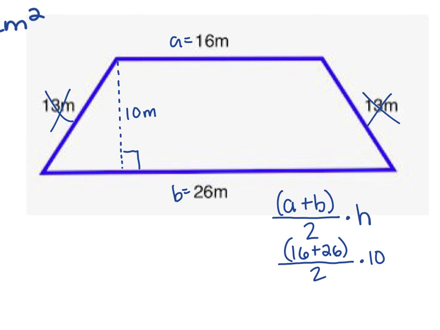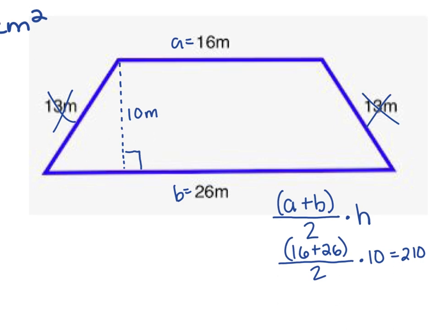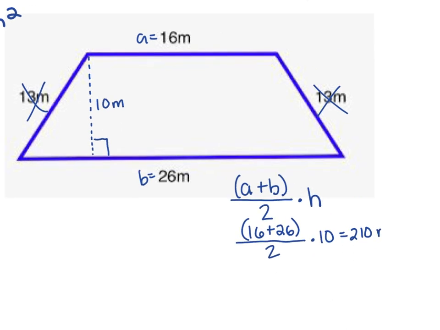Then right away hit divide 2 times 10 equals 210 meters squared.